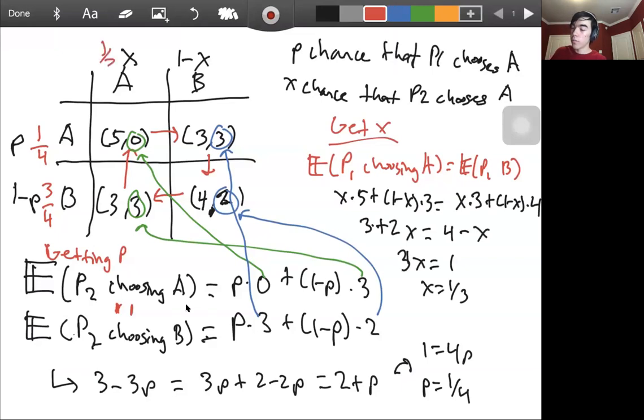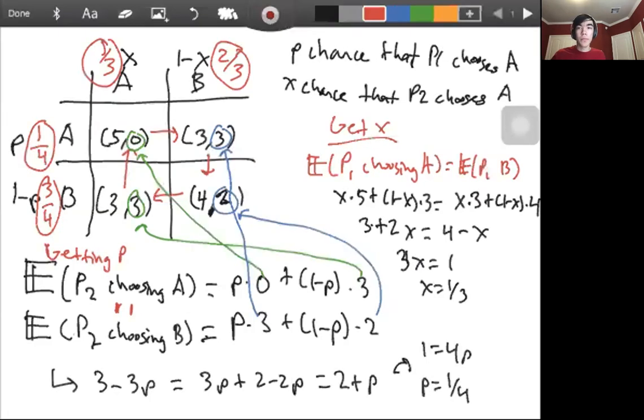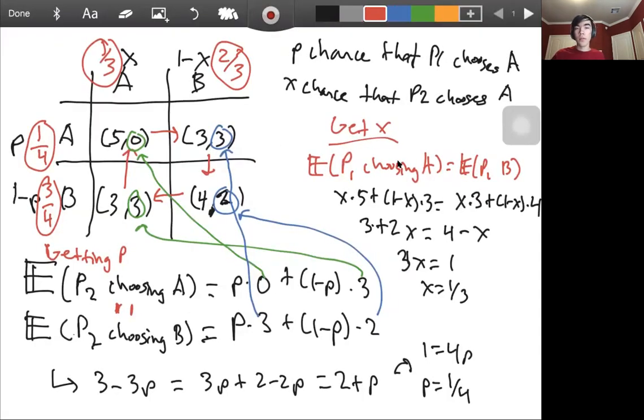So here we go. So this is our equilibria. Our equilibria is player 1 has a 1/4 chance of choosing A, a 3/4 chance of choosing B, and player 2 has a 1/3 chance of choosing A and a 2/3 chance of choosing B. And we can apply this tactic to many other different types of games.